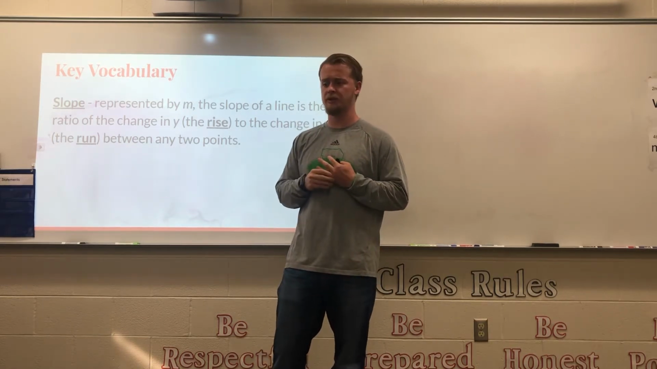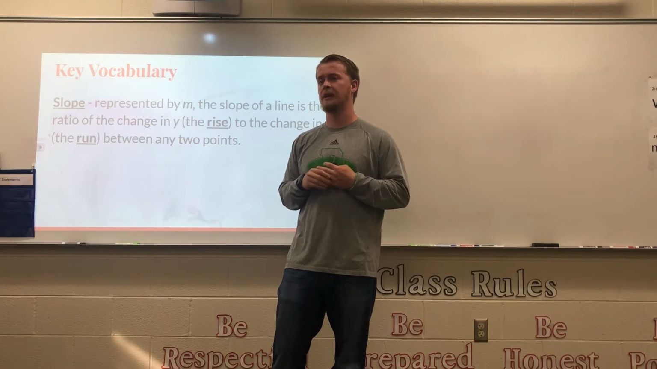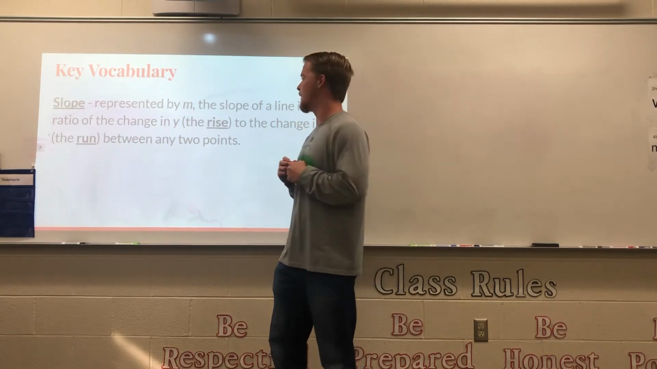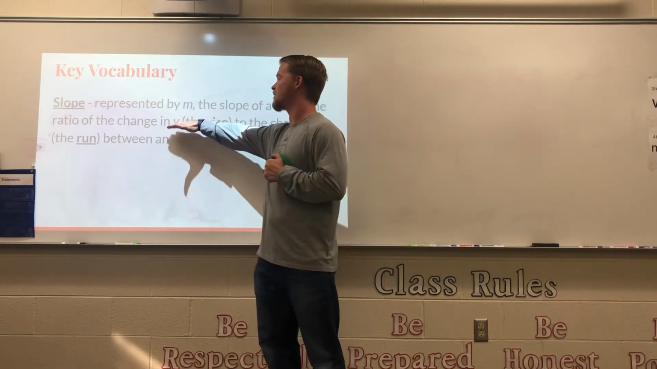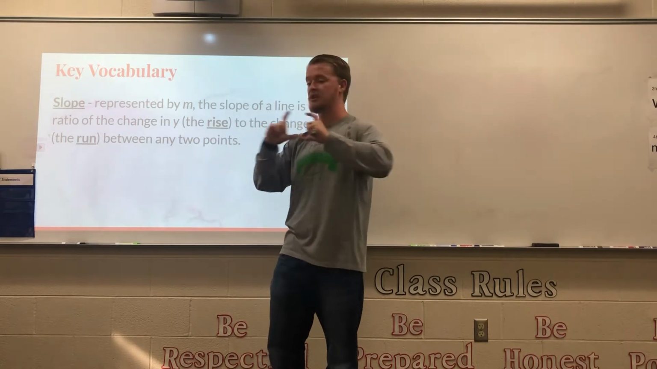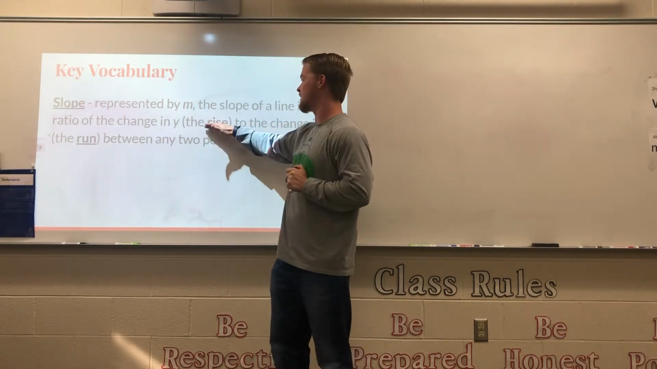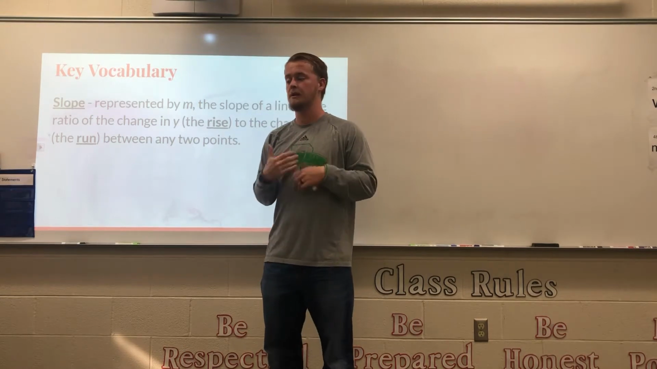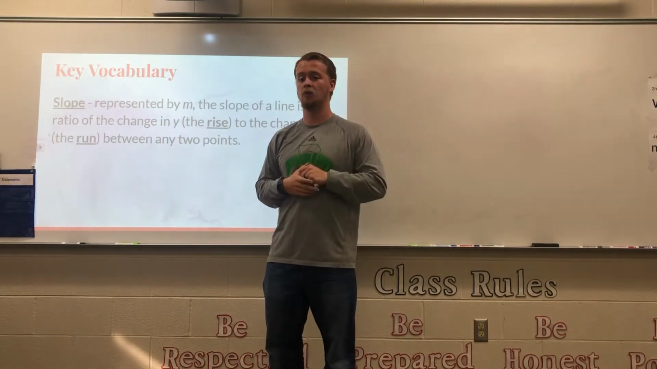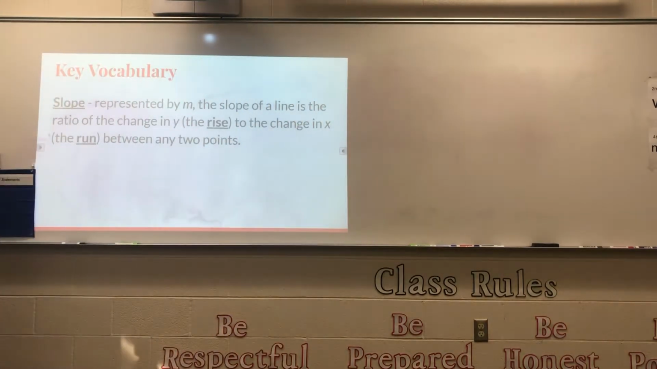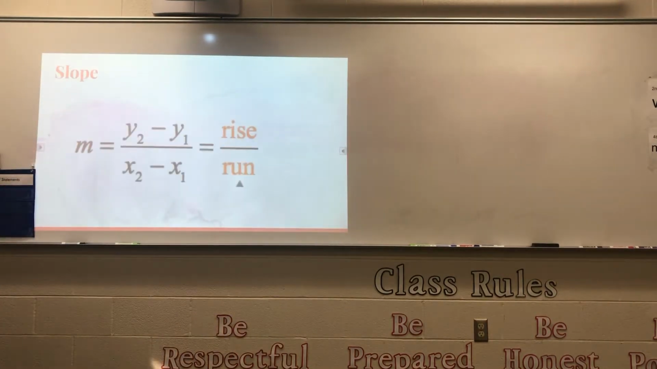Obviously they can be reduced to work out to be whole numbers. But again, it's a ratio of your change in y, so your change in y is on the top, and then your change in x is on the bottom. And again, these are two important words, rise and run, because you'll see the ratio of rise over run as well to describe slope. Here's a better picture of what that is going to look like.